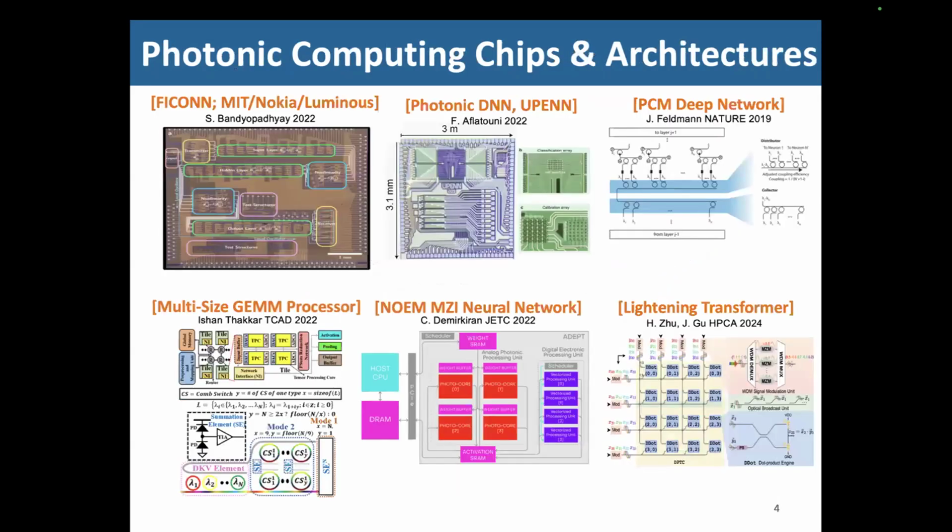With this advantage, a lot of groups in industry as well as in academia have started looking into prototyping these optical or photonic computing chips and architectures, and there are some examples on the screen. These architectures involve a variety of devices: microring resonators, Mach-Zehnder interferometers. There are some electromechanical devices as well.